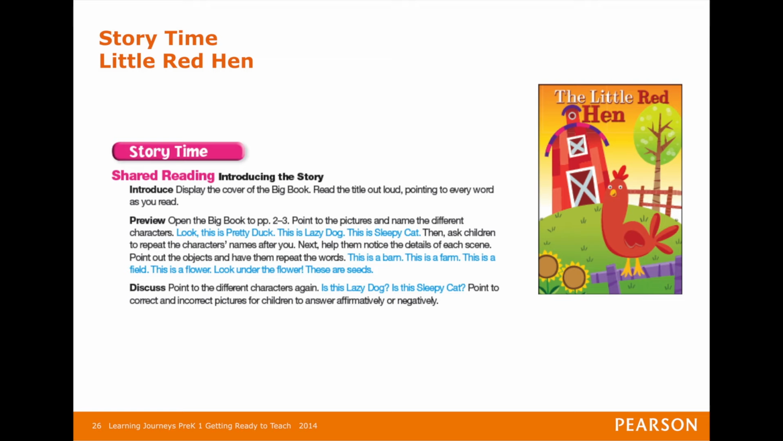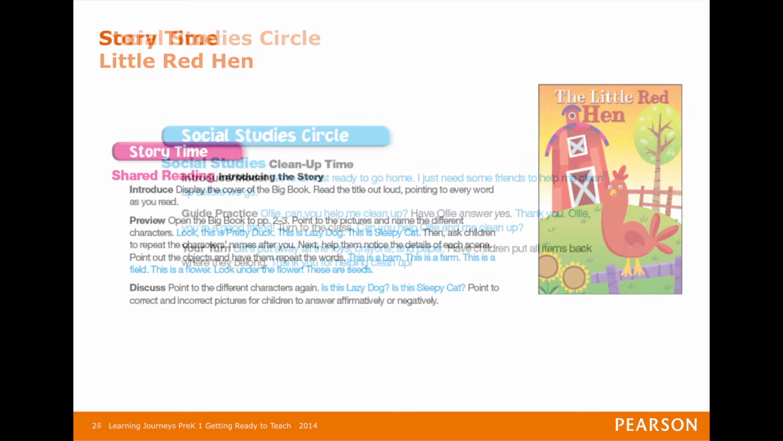This is a barn, a farm, a field, a flower. Look under the flower. These are seeds. Discuss. Point to different characters and ask, is this Sleepy Cat? Students will answer affirmatively or negatively.